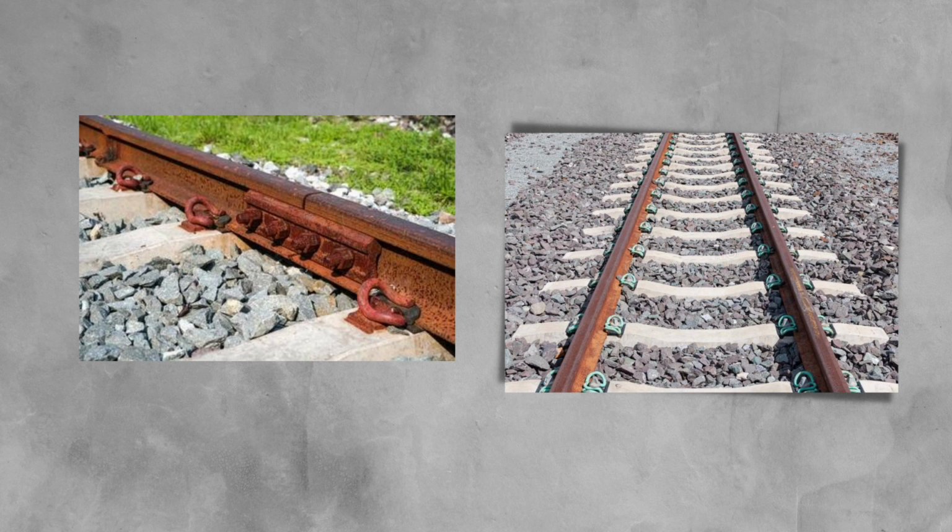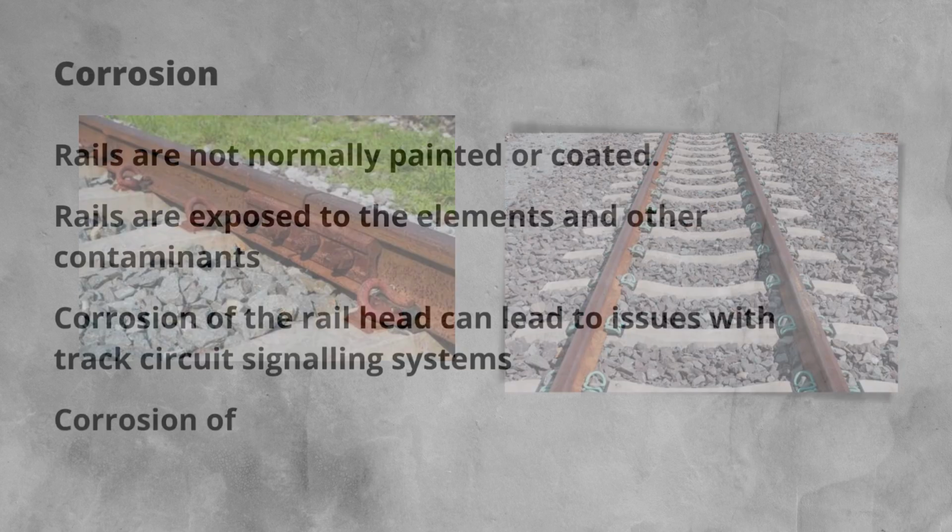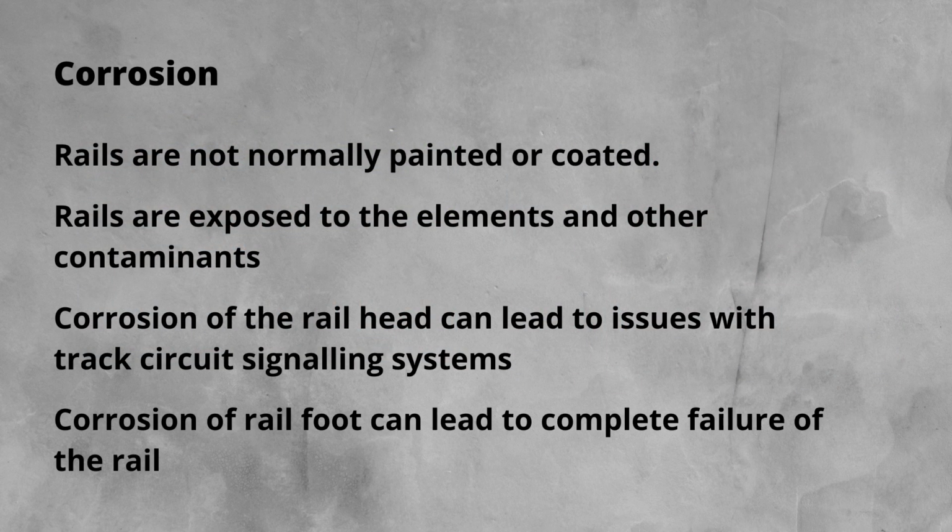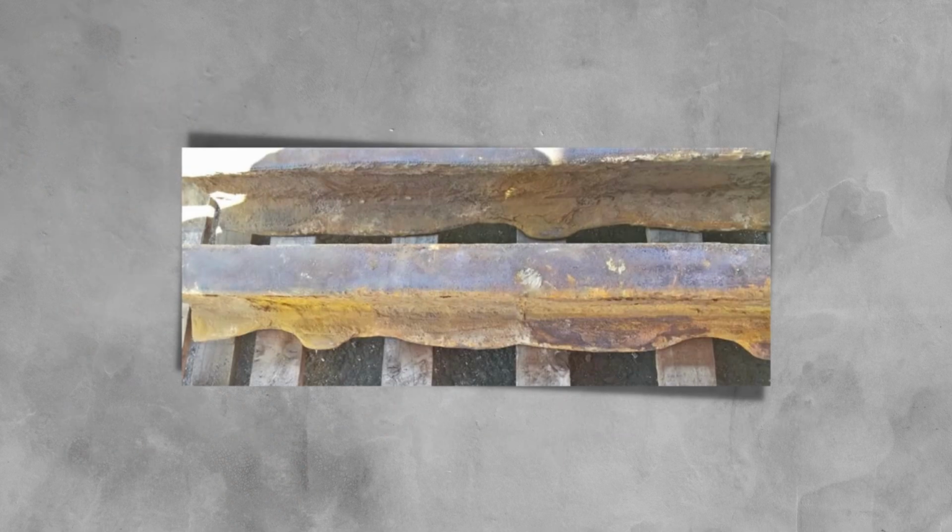This is incredibly dangerous, as it could end up with a train-on-train collision. It's similar to the effect of what happens with leaves on the line. Check out a video on this for more. While corrosion of the head of the rail rarely leads to the failure of the rail, corrosion of the foot is a more serious risk to the integrity of the rail.